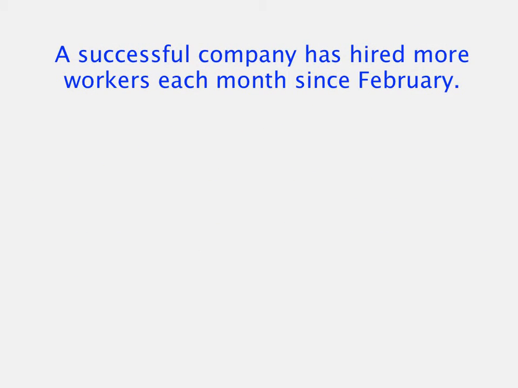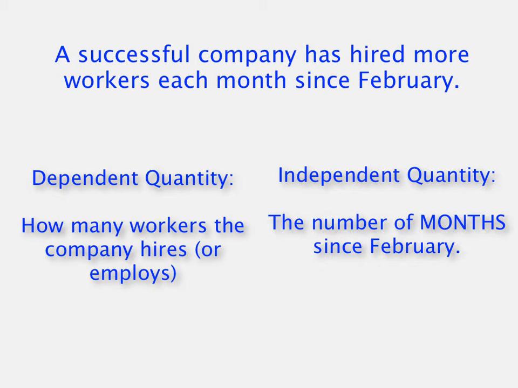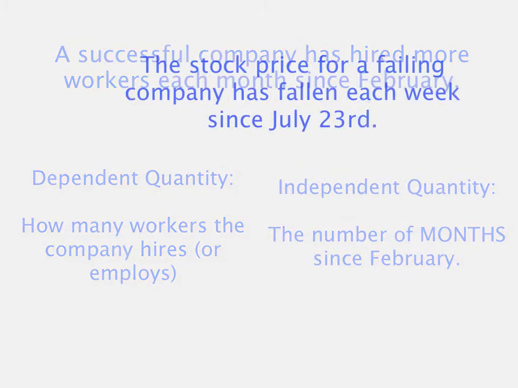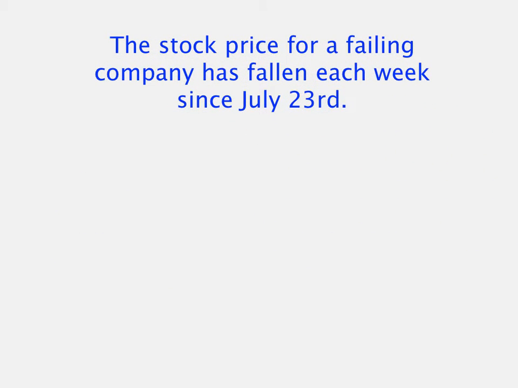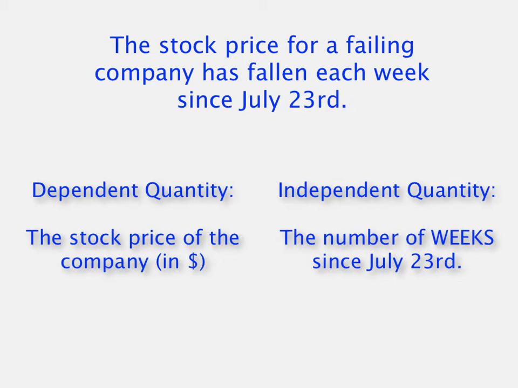In our third example, the dependent quantity is going to be how many workers the company has hired, or how many workers the company has, and the independent quantity is going to be how many months it's been since February. In the fourth example, the dependent quantity is going to be the stock price of that company in dollars, and the independent quantity is going to be the number of weeks since July 23rd.